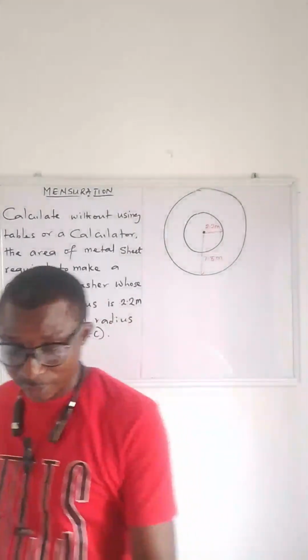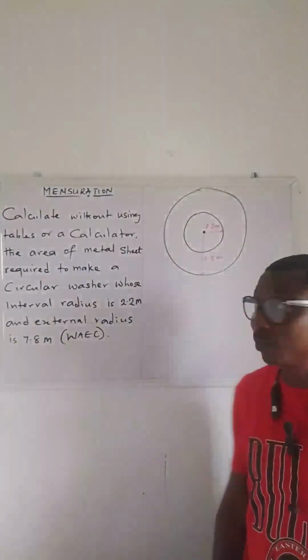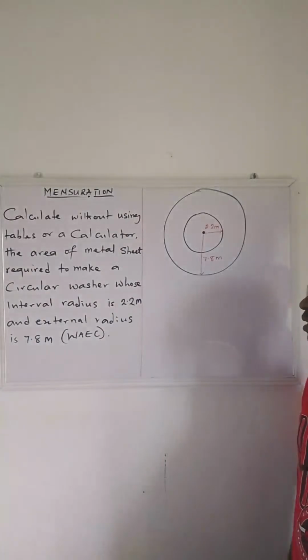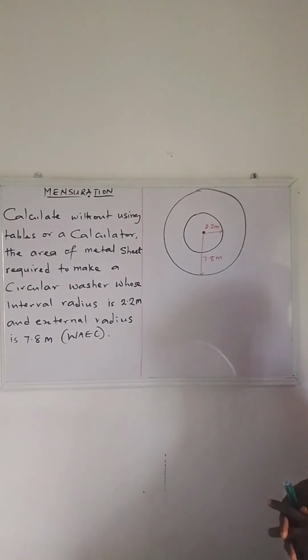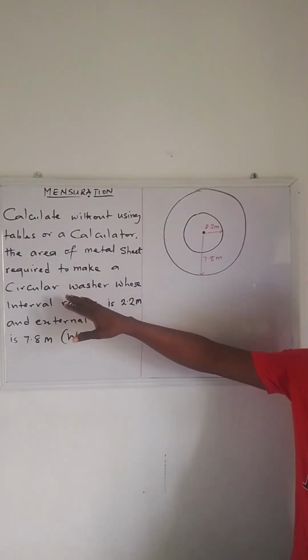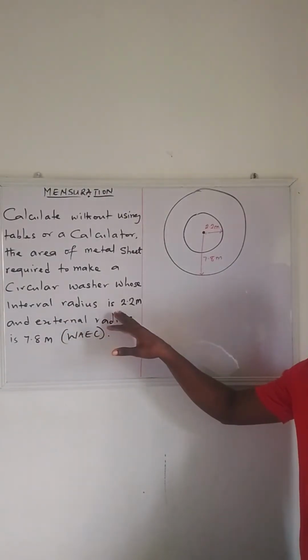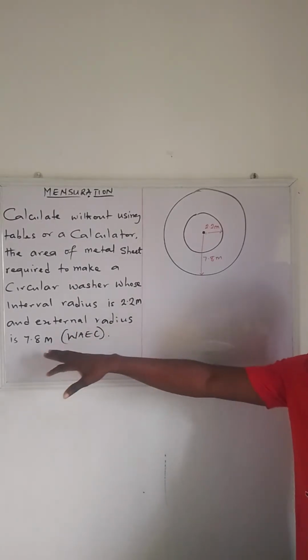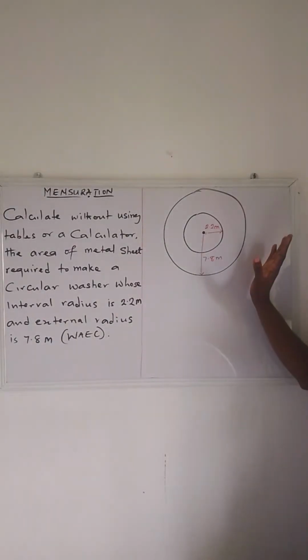All right. Now let's look at the problem on the board. So we are going to solve the problem together. Now the question says: calculate, without using tables or a calculator, the area of metal plate required to make a circular washer whose internal radius is 2.2 meters and external radius is 7.8 meters. So now this is the diagram here.